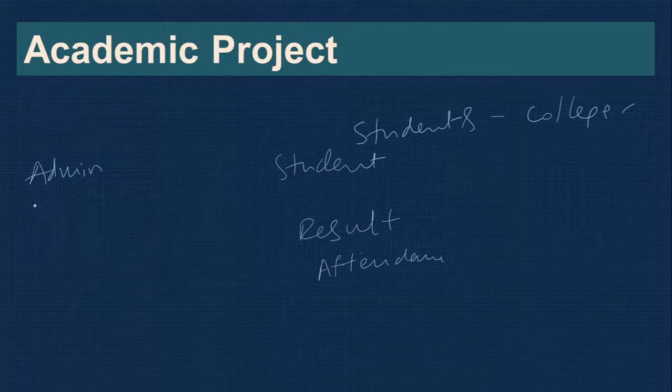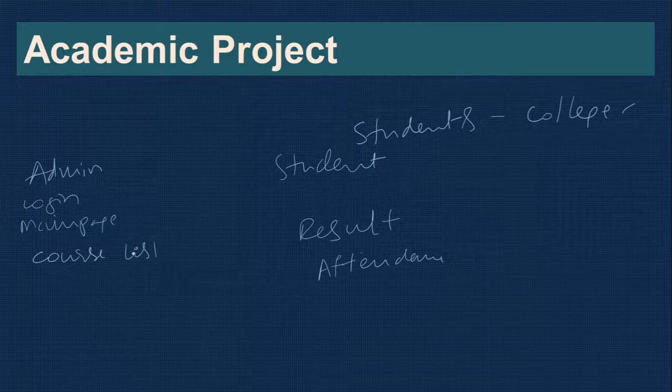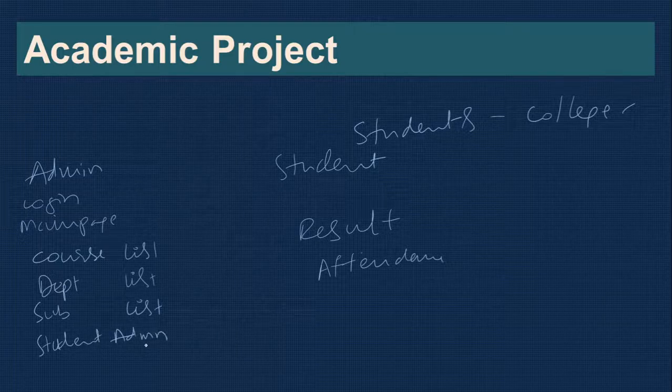On the admin side, the admin can log in and go to the main page. These are the forms or pages. Here they can enter the courses available in the college and the corresponding list, the departments and the corresponding list, and the subjects and the corresponding list. Then they can check the student admission, then the marks entry. I'll show the important ones, then show you the complete project later. Marks entry, and we also show attendance entry here.